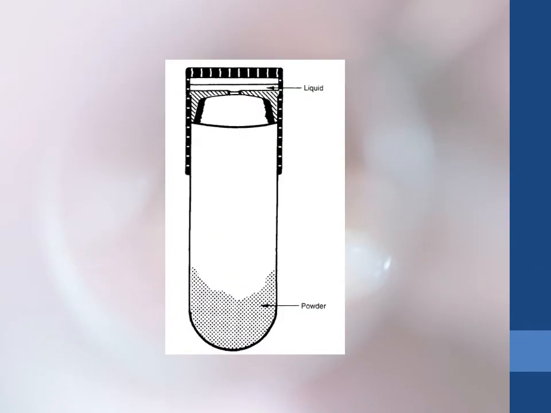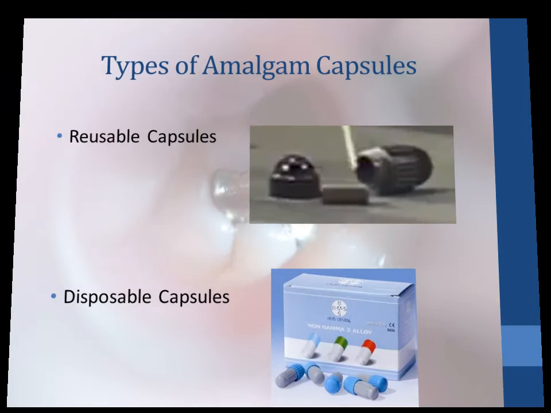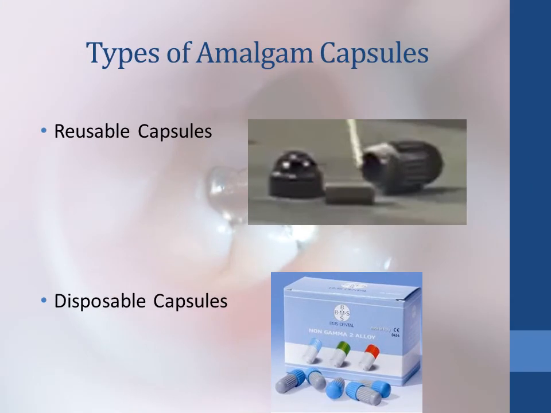So this is what it looks like. The mercury liquid is on the top, and there is a physical membrane, and then the powder is at the bottom. They come in two types: reusable and disposable.